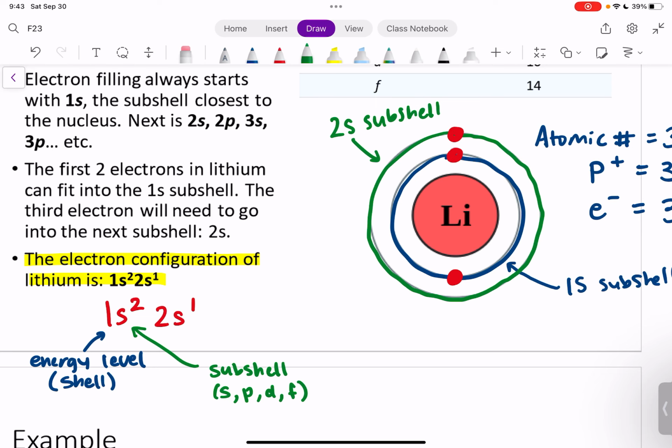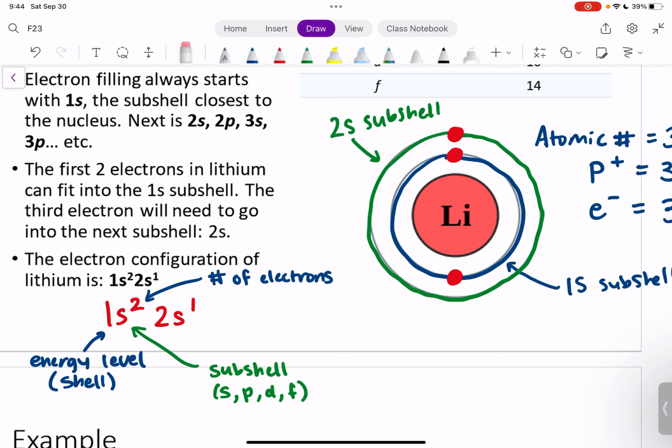All right, and then what do we think? I'm running out of colors here. I'll just go back to blue. What do we think that 2 here means? Yeah, that's the number of electrons in that subshell. Okay, so look over here, just looking at the 1s2 portion of this right now.